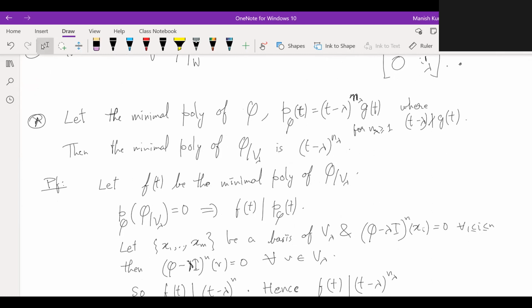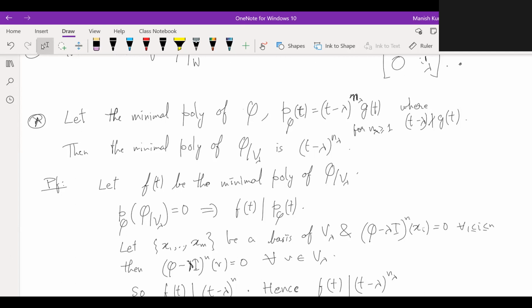So first thing to note is that this was also a homework. The minimal polynomial of phi restricted to V lambda has to divide the minimal polynomial of phi. This was because V lambda is a phi-invariant subspace of V. Now you apply phi to it, then p phi of phi is 0. So that tells you that the minimal polynomial must divide this polynomial.